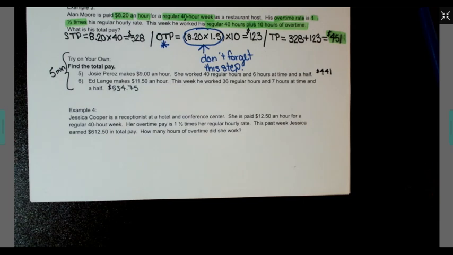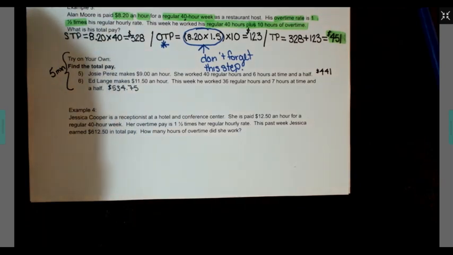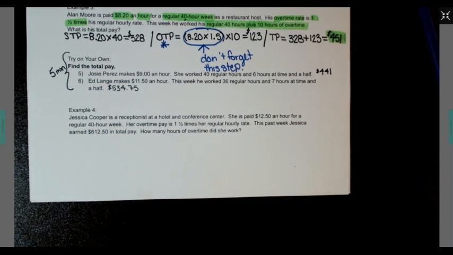All right, here is example 4. Jessica Cooper is a receptionist at a hotel and conference center. She is paid $12.50 an hour for a regular 40-hour week. Her overtime pay is 1.5 times her regular hourly rate. This past week, Jessica earned $612.50 in total pay. How many hours of overtime did she work?